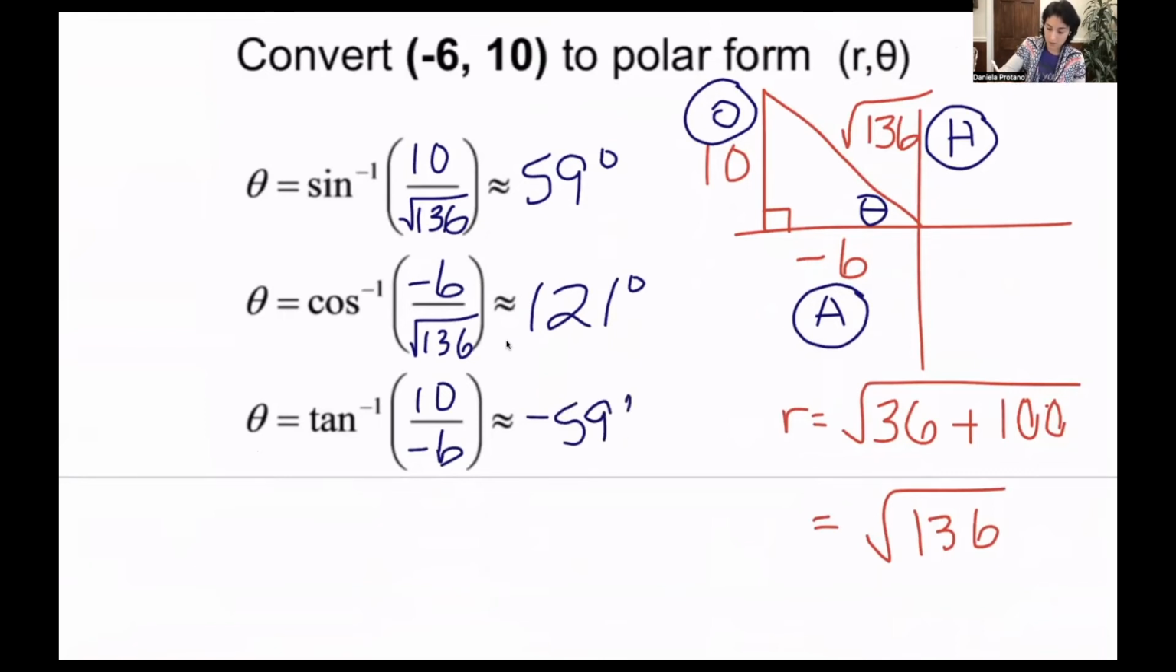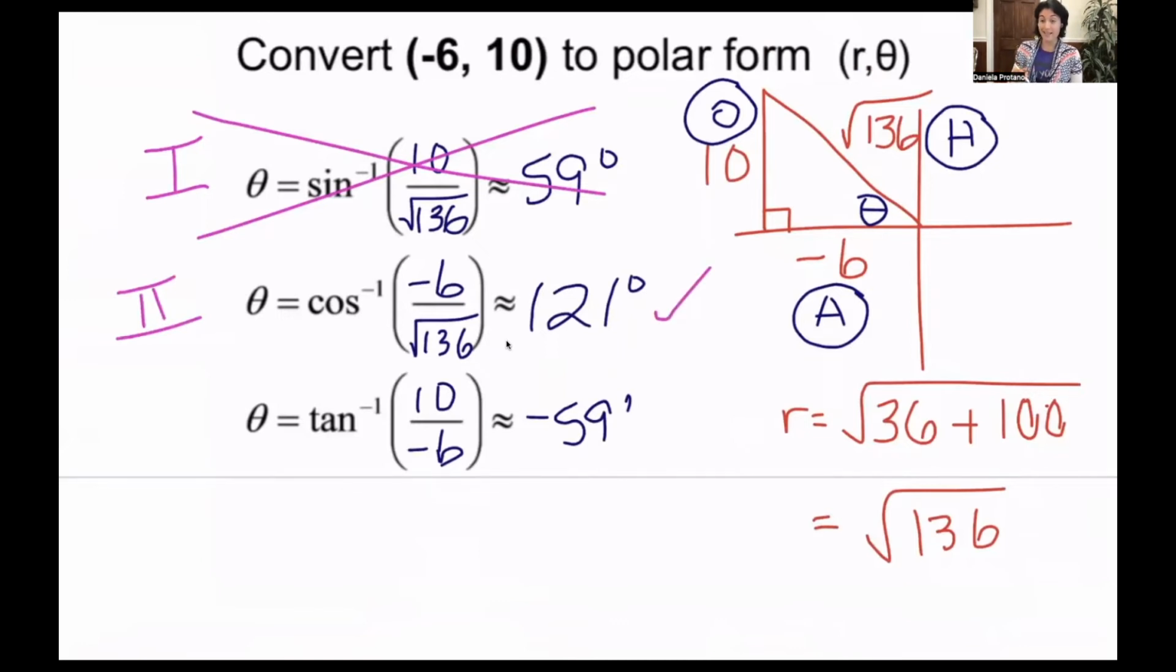Okay, so what is going on here? 59 degrees is in quadrant 1, but we're in quadrant 2, so that can't be. Arc cosine would give us 121 degrees, right? That's between 90 and 180. That's quadrant 2, so that would actually work. And then arctangent, -59 degrees, that's actually in quadrant 4, so that's not going to work. So actually, when we have a quadrant 2 rectangular coordinate, you could totally use the arc cosine. That's going to give you the correct answer.